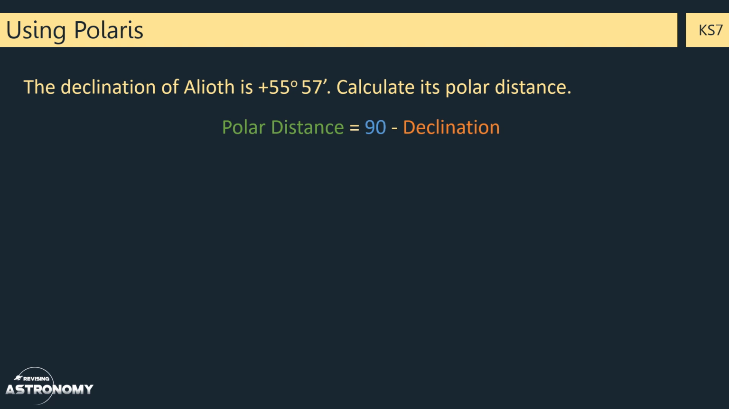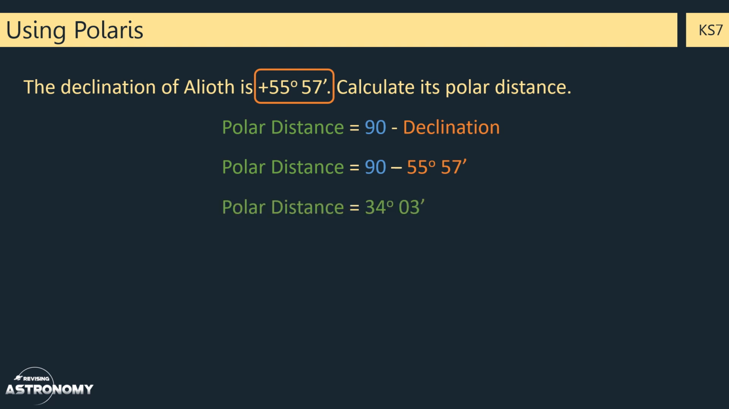So to work this out, we simply use the same formula, and we have to take 55 degrees and 57 minutes from 90. If we first take off the 55, that leaves us with 35 degrees, and then taking off the 57 minutes would leave us with 3 minutes left over. So the polar distance is 34 degrees and 3 minutes.